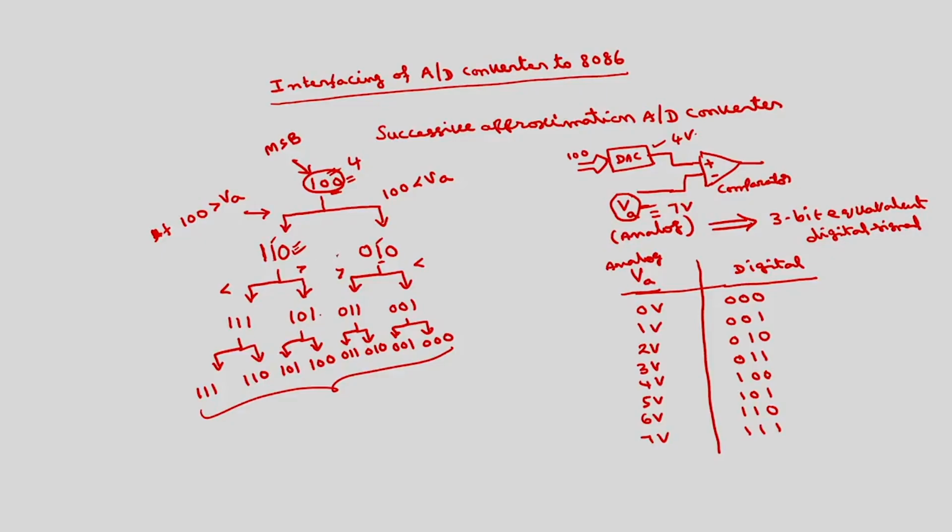Similarly, this is less than, this is greater than. So, 4 is less than, so I will go to 110, 6. 6 is also still less than, I will go to 7. Okay. This will be stopped here.